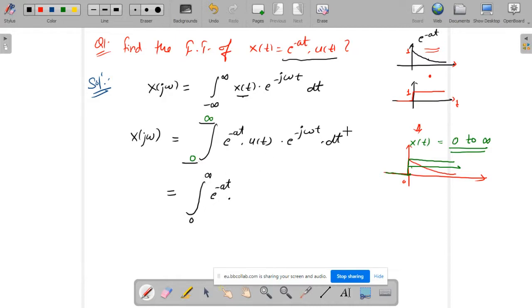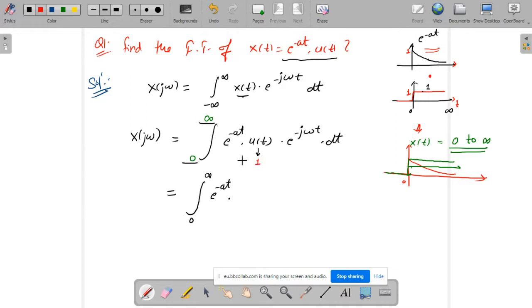But the second signal, u(t), what is u(t)? The u(t) signal you can see here is constant from 0 to infinity. The value of this signal is 1, and it's continuously 1. It is a constant value. So if the signal has a constant value, then inside the integration we directly write the value of that signal.